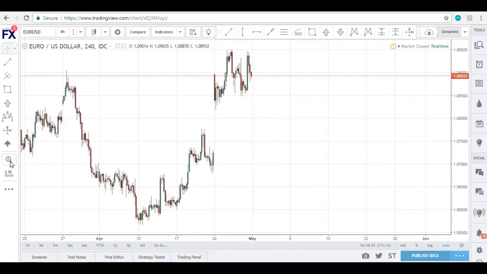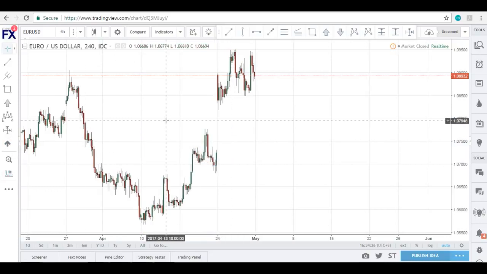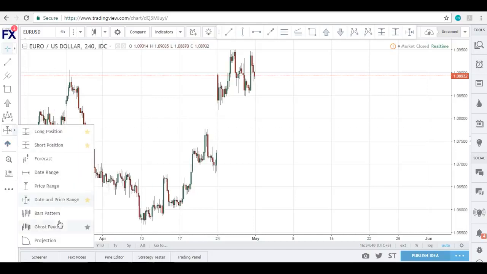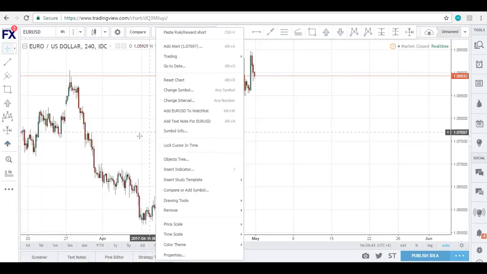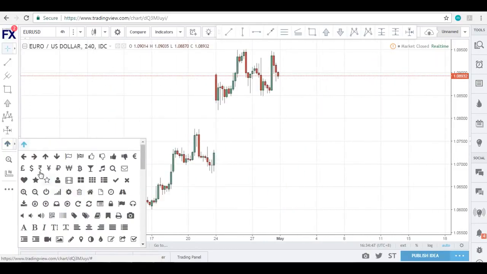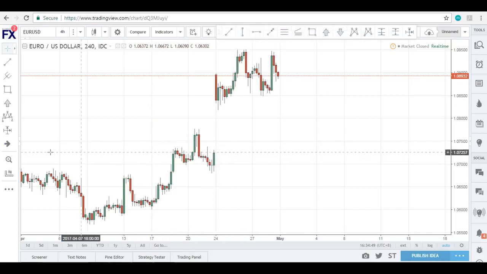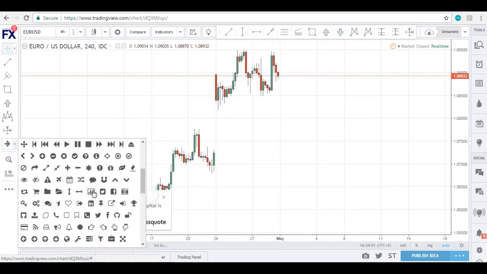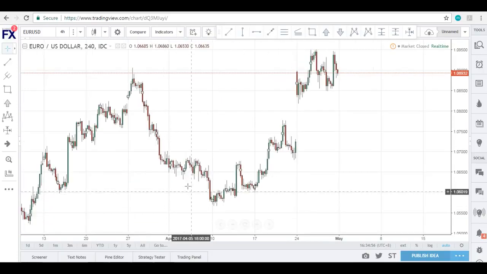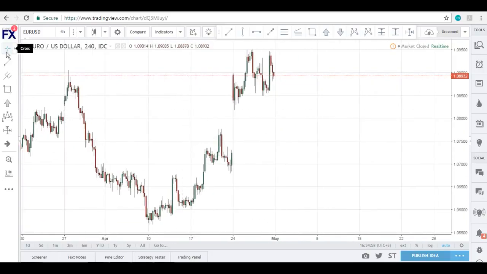Below that, it's just zooming in, and this measuring tool is the same as this price range, date and price range right here. I forgot to go through this right here. We have different annotation tools, different icons where you can place different icons on your charts. We don't really use much of it, so it's nothing much to go through. So these are the different tools you can use to have your analysis on a chart.